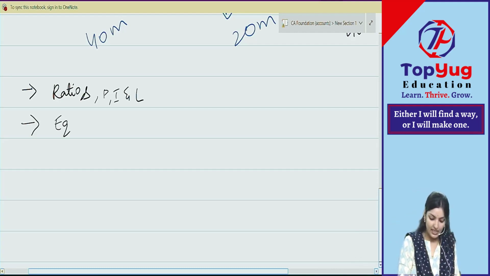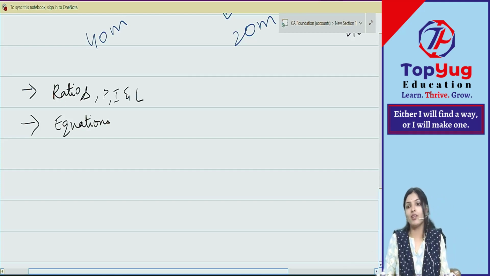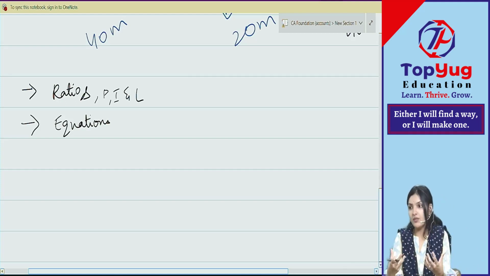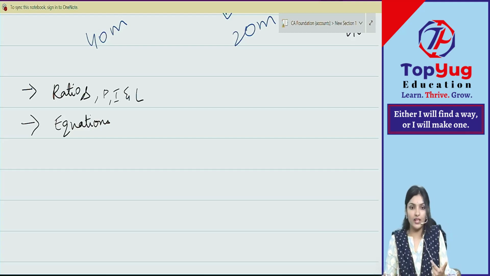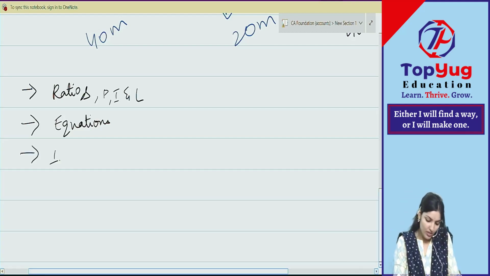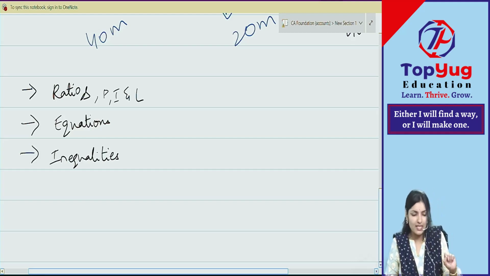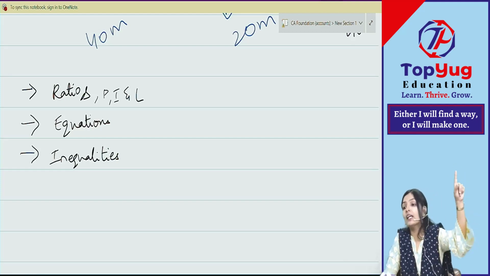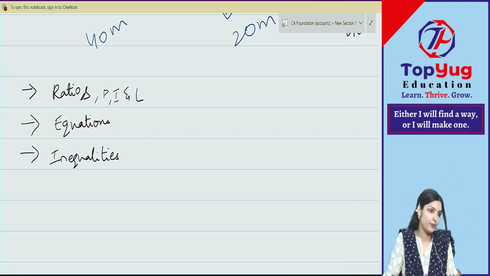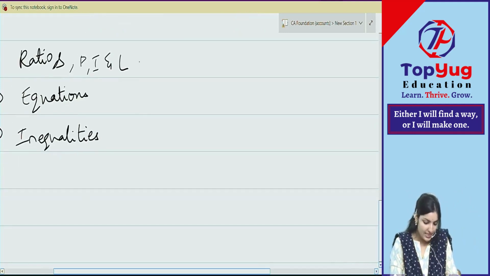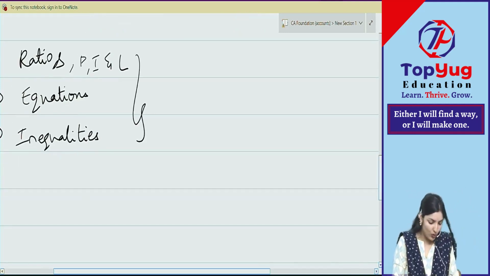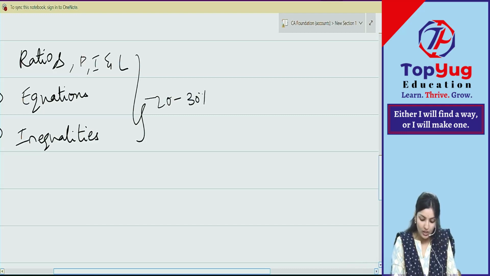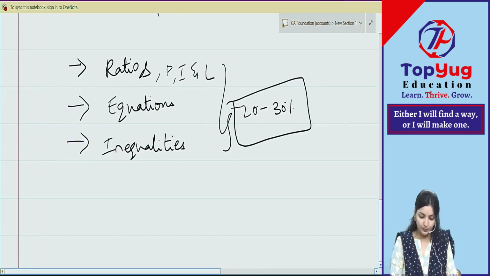Second one is the equations. Equations is nothing but when you are equating terms, you call it as equations. That I'm gonna tell you. Now third one is inequalities. Inequalities is a very basic chapter, but this chapter would be having a great base in your final level operations management.